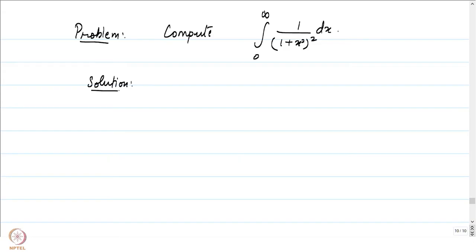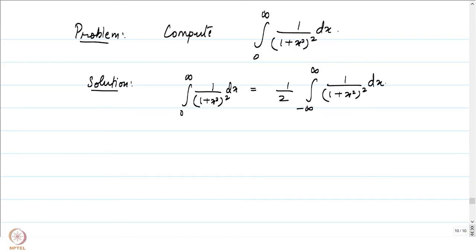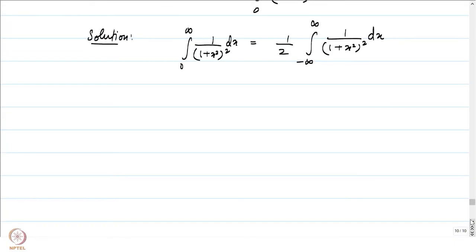As is to be expected, the integral from 0 to infinity of 1 by (1 plus x square) the whole square dx is equal to half times the integral from minus infinity to infinity of 1 by (1 plus x square) the whole square dx. Being an even function, this certainly holds, and this is now the limit as r goes to infinity of half of the integral from minus r to r of 1 by (1 plus x square) the whole square dx.